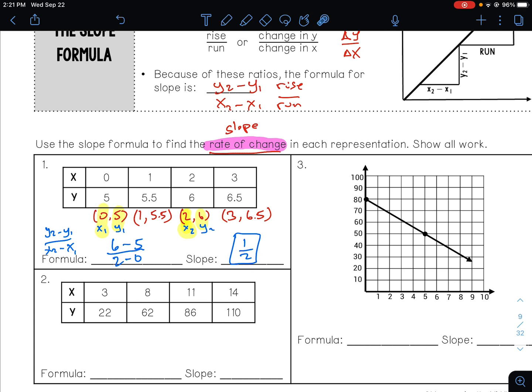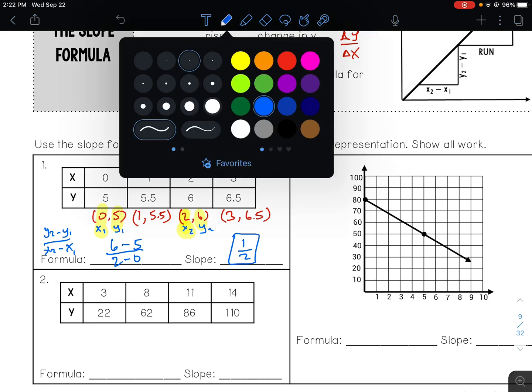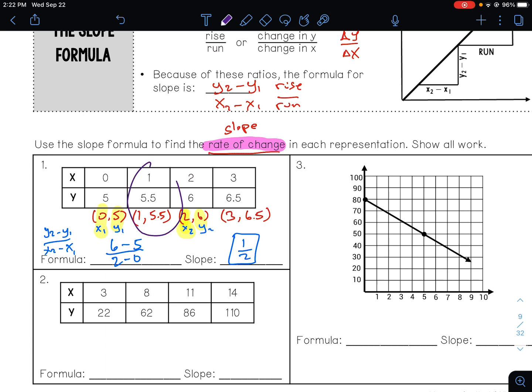You could have chosen this one right here and this one right here, and said this is y2 and y1, so it's 5.5 minus 5, and then 1 minus 0. You may be kind of confused, so let me prove it to you. Let's say I chose this value instead and did 5.5 minus 5 over 1 minus 0. And you're thinking, how does that equal 1 over 2? Well, 5.5 minus 5 is 0.5. 1 minus 0 is 1.